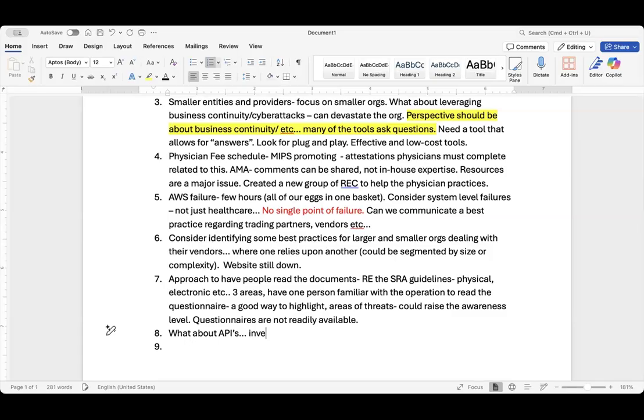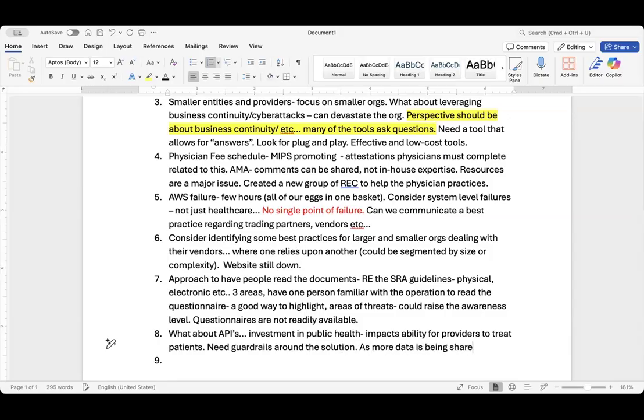Because if you have a Change Healthcare incident, it impacts the ability of providers to treat patients. And so if you bundle it together and say, if we're going to have this revolution in data exchange, we better have the guardrails around it or we're going to have more problems. As more data is being shared across the healthcare ecosystem, we need to make sure that there's a privacy and security backbone.